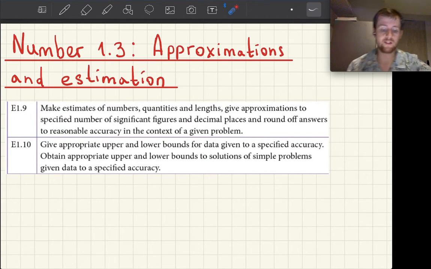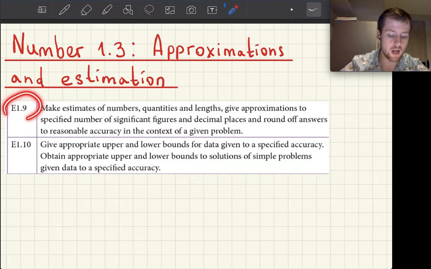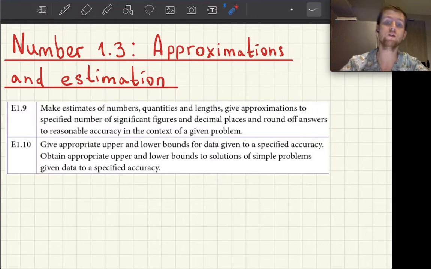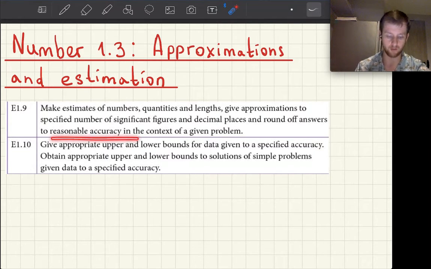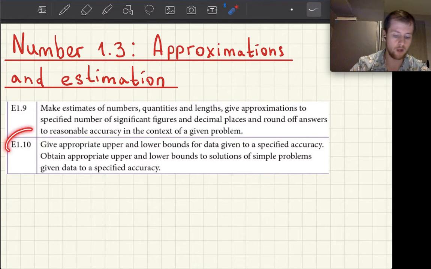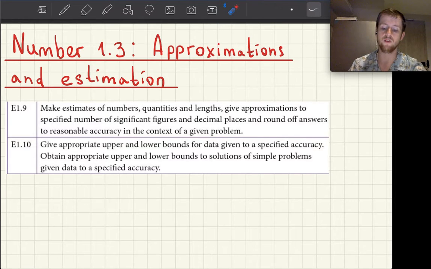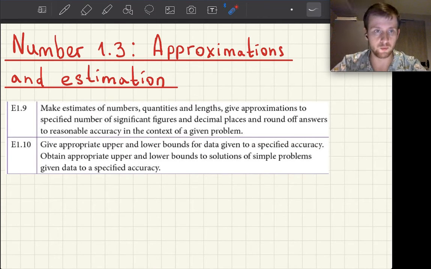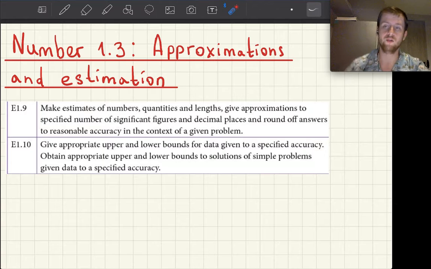We will cover two syllabus objectives. E 1.9: make estimates of numbers, quantities and lengths, give approximations, and also round answers to reasonable accuracy. And E 1.10: give appropriate upper and lower bounds for data given to a specified accuracy, and obtain appropriate upper and lower bounds to solutions of simple problems given data to a specified accuracy. Okay, let's get going.